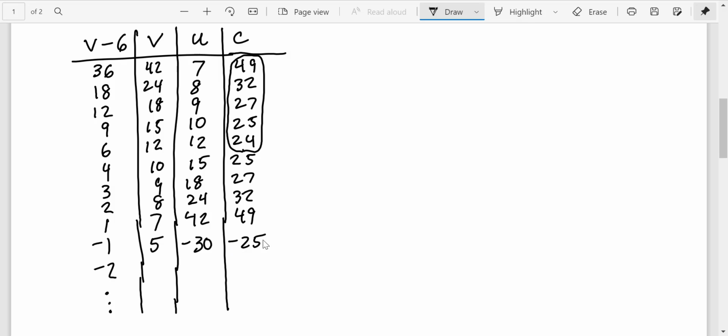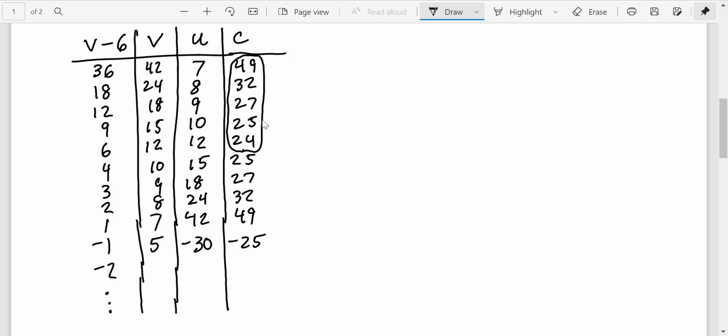And that's a perfectly valid value of c that causes the polynomial to be factorable over the integers, but we were required to get positive integers c. You can check that if you continue the table, all these values of c turn out to be negative. So these are the solutions: 49, 32, 27, 25, 24.